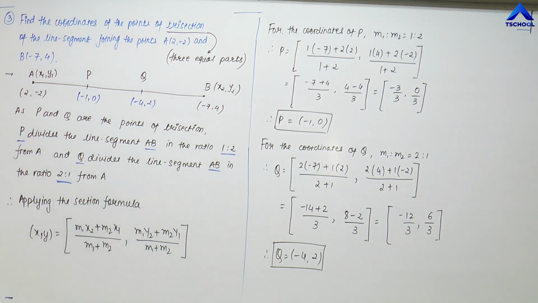So we needed to find the coordinates of the points of trisection, and we got P, the first point of trisection, that is minus 1 comma 0, and the second point of trisection, that is minus 4 comma 2. Is this clear, friends?